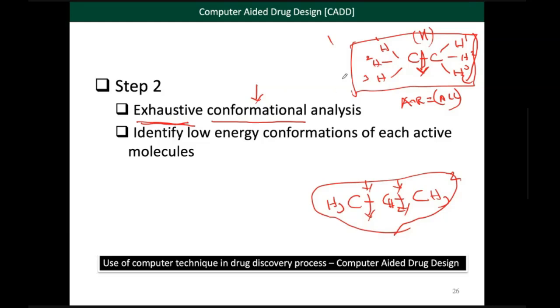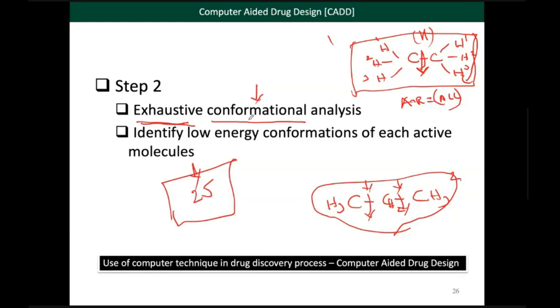We have to do this exhaustive conformational analysis for all the compounds in the data set. For example, in the first step, you have selected 25 compounds as the data set. For all the 25 molecules, we have to do the exhaustive conformational analysis. If you do that, all possible conformations of the 25 molecules will be identified with the corresponding energy.